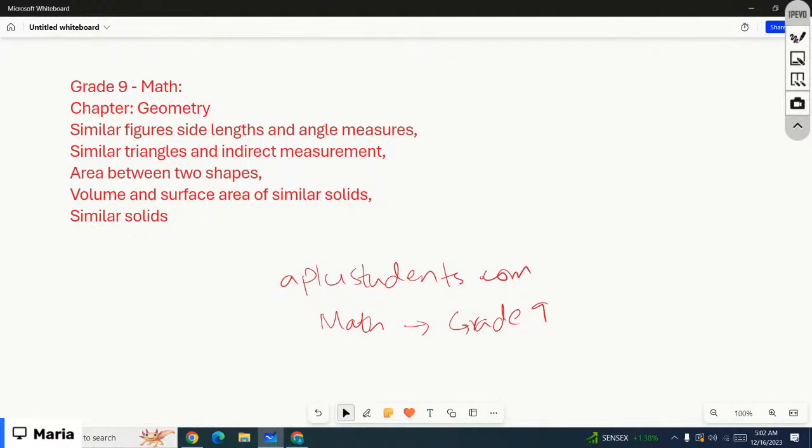We're going to start with the chapter geometry, and the lessons we're going to cover from the chapter are similar figures, side lengths and angle measures, similar triangles and indirect measurements, area between two shapes, volume and surface area of similar solids, and similar solids. So let's start with the first lesson, that is similar figures, side lengths and angle measures.